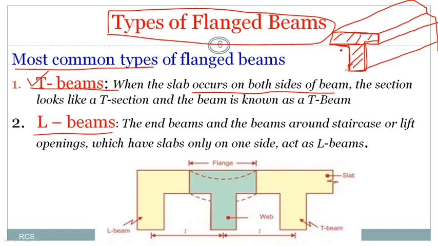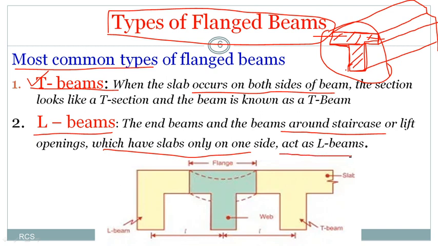So this is a beam. The slab occurs in this direction and in this direction also. Then we can call it a T-beam or a flanged beam, that is, in the shape of a T. Okay, so one more type of beam we have, that is the L-beam, and the end beams are called L-beams. These are provided generally around staircases and lift openings, which have the slab only on one side, and they are termed L-beams.